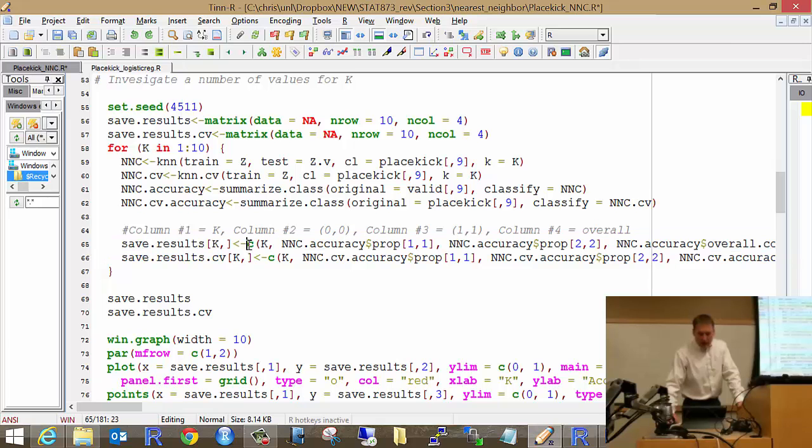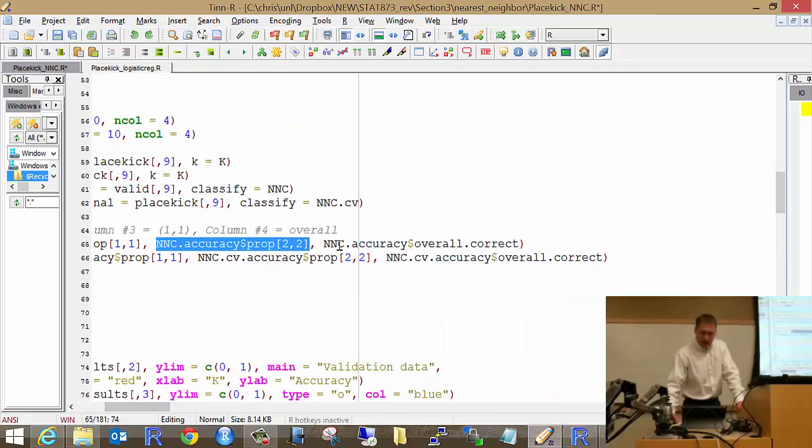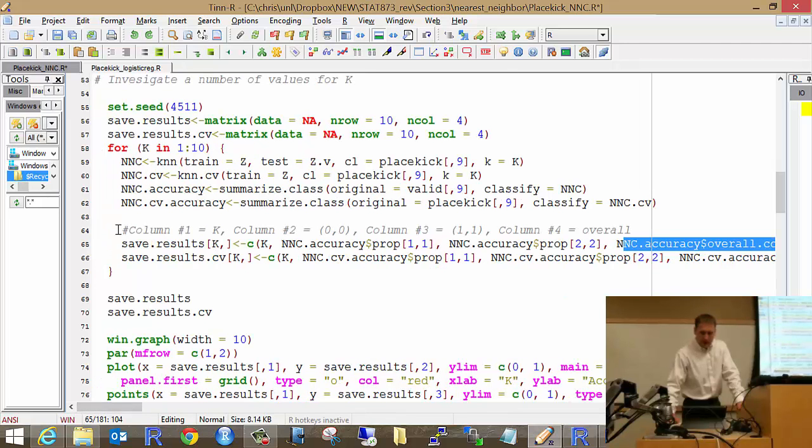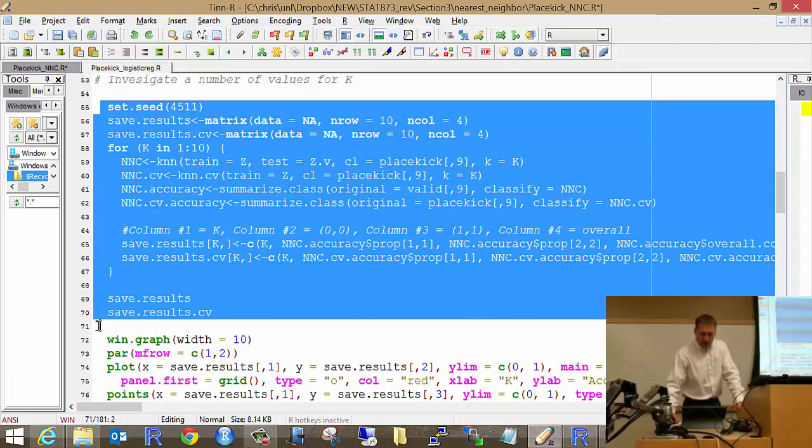So as you can see here, I'm going to put into row k of my matrix, I'm going to combine together 4 things. The value of k, the correct classification rate for the failures, the correct classification rate for the successes, and then also the overall accuracy, pull that out as well. Do the same thing for the cross-validation results.